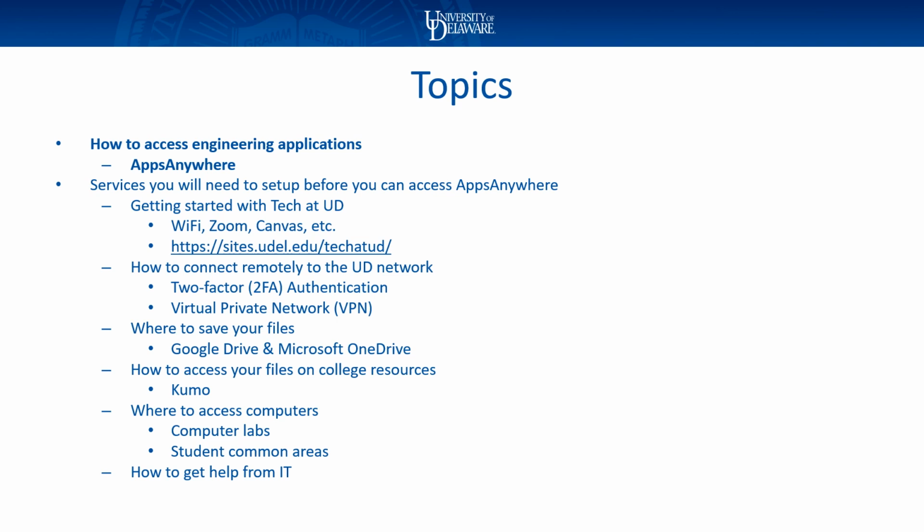So we'll cover things like getting started with Tech at UD, which will include setting up Wi-Fi, your Zoom account, access to Canvas. We'll talk about how to set up two-factor authentication, how to set up your virtual private network connection for when you're connecting from off campus, where to save your files by setting up Google Drive or Microsoft OneDrive, how you access your files on college resources using Kumo, and where to access computing resources when you're on campus, things like computer labs, student common computing areas, and lastly, how to get help from IT, both central IT and the college engineering IT.